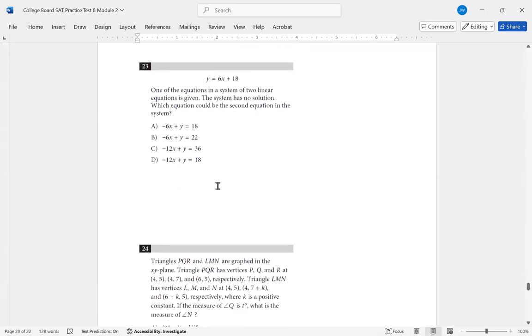Question 23. One of the equations in a system of 2 linear equations is given. The system has no solution. Which equation could be the second equation in the system? In order to have no solution, the system of 2 equations has to have 2 parallel lines.